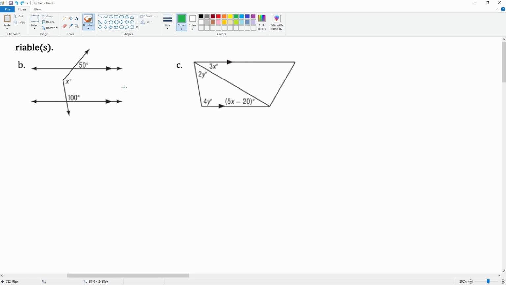Well, it looks like if we get 50 here, and if we drew an auxiliary line here, we can say that this is also 50 right here because of corresponding, right? Because this and this are congruent, right? If this is the transversal, we call that T2.